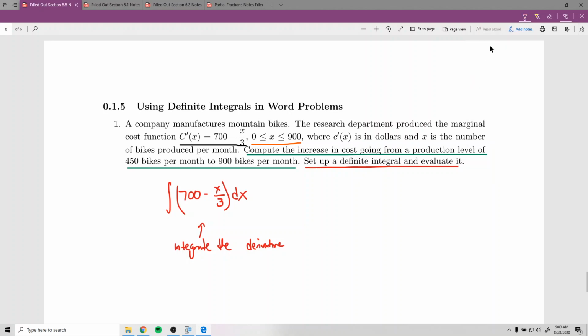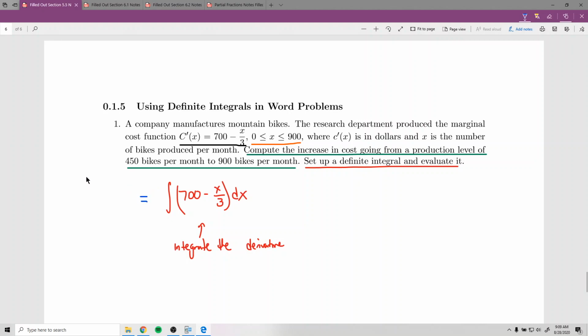Right, now because it's a definite integral, we have to put numbers on it. But what numbers do we put? Well, there are two places to look. One guess might be we go from 0 to 900. And the other one might be, well, this says 450 to 900. So maybe we do 450 on the bottom and 900 on the top. Which do we choose?